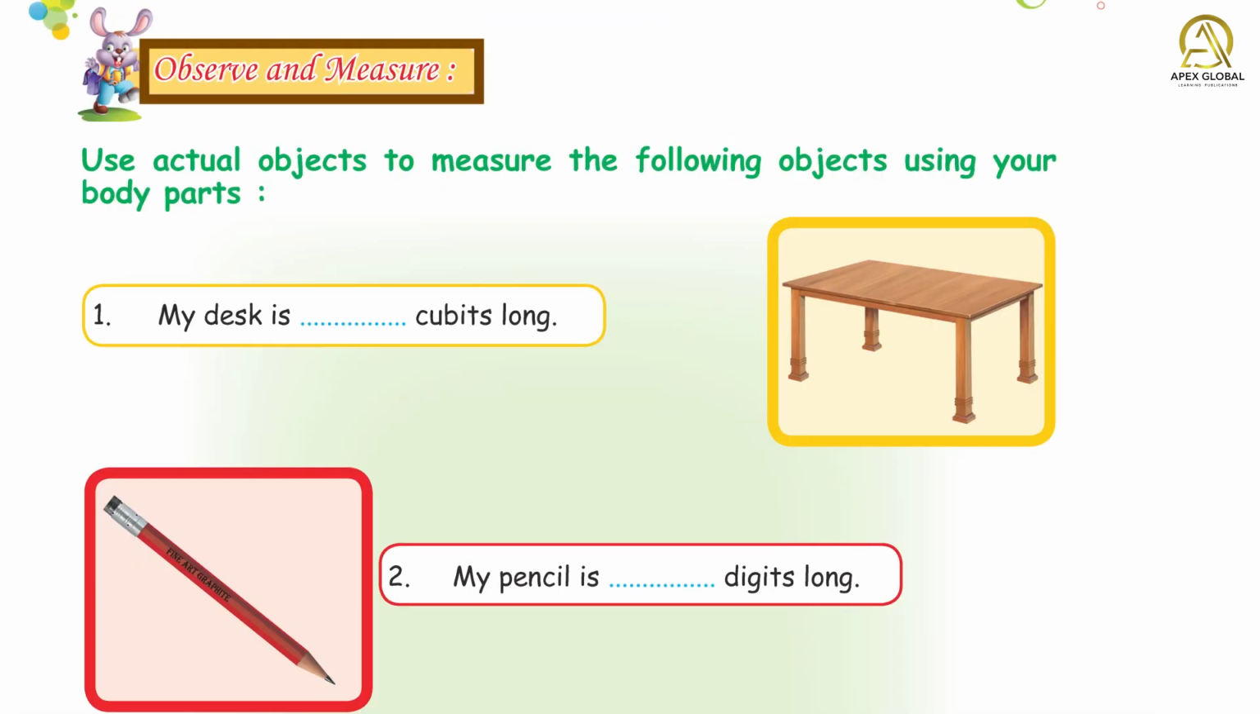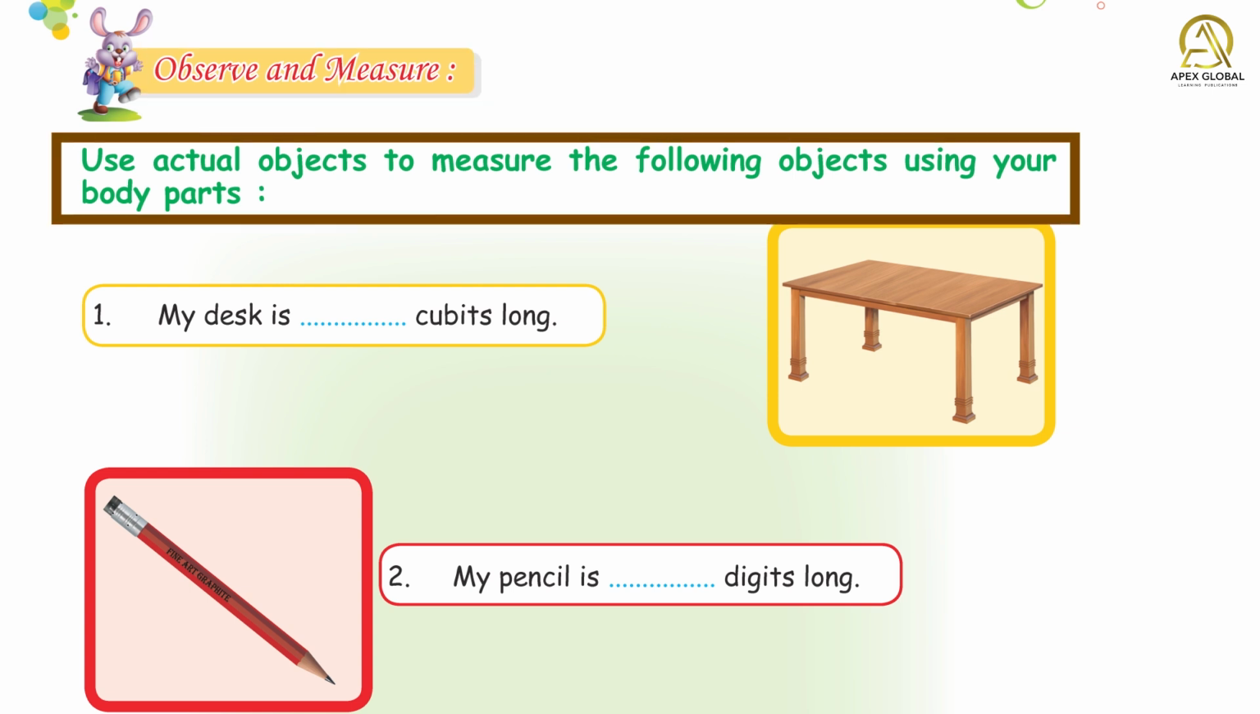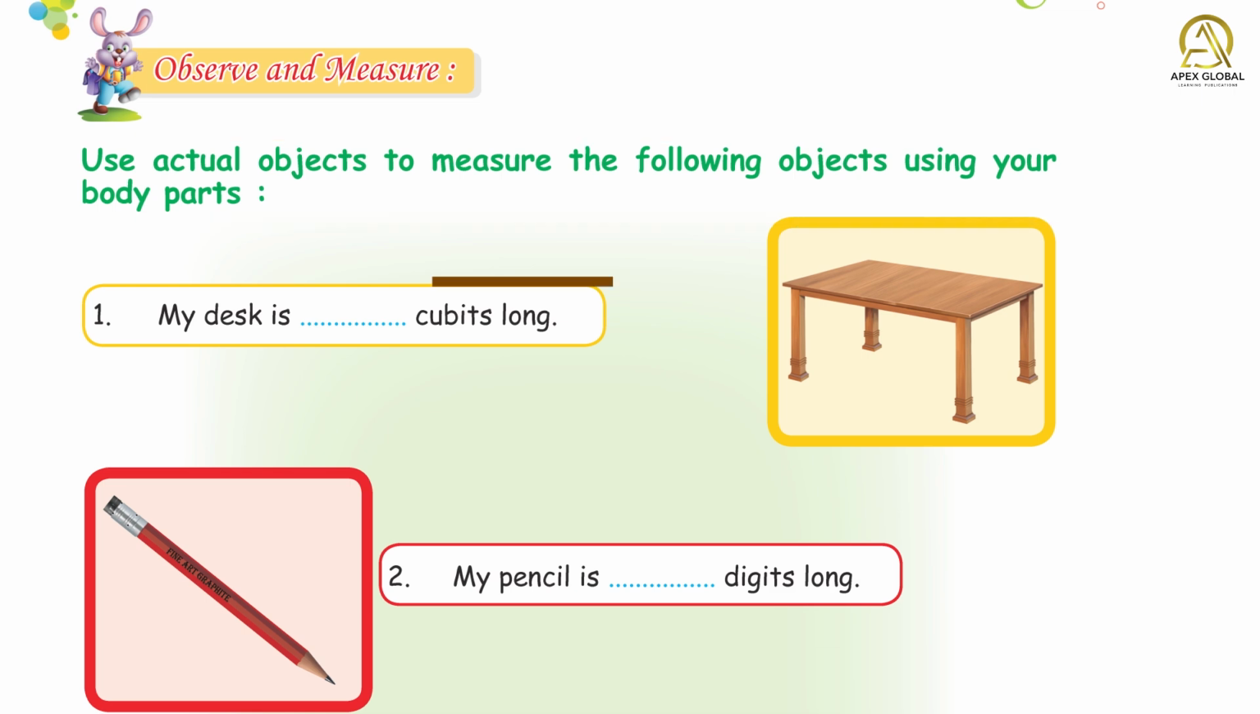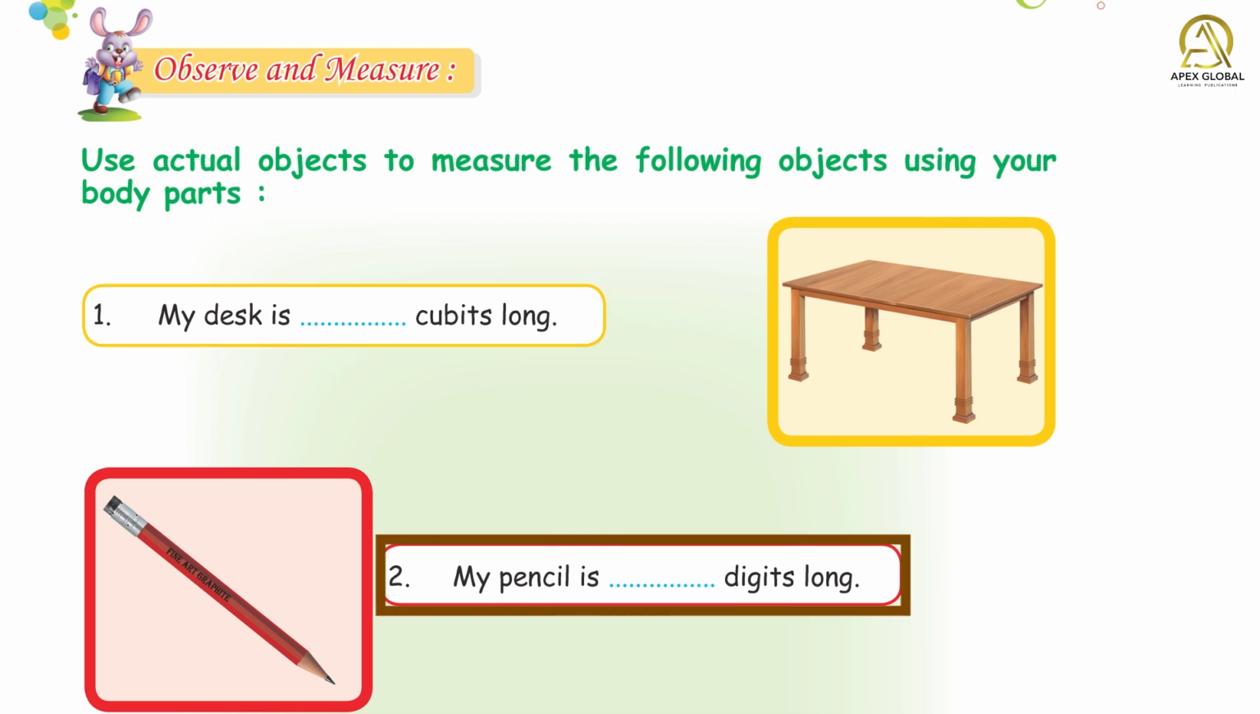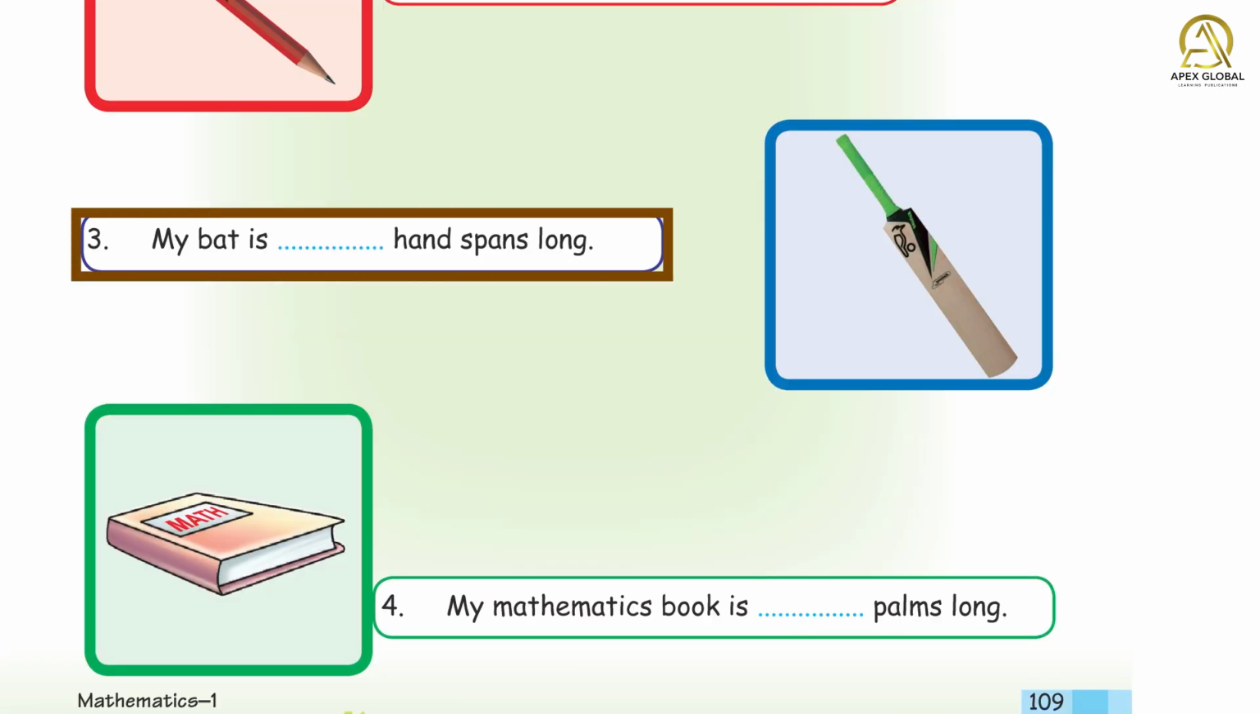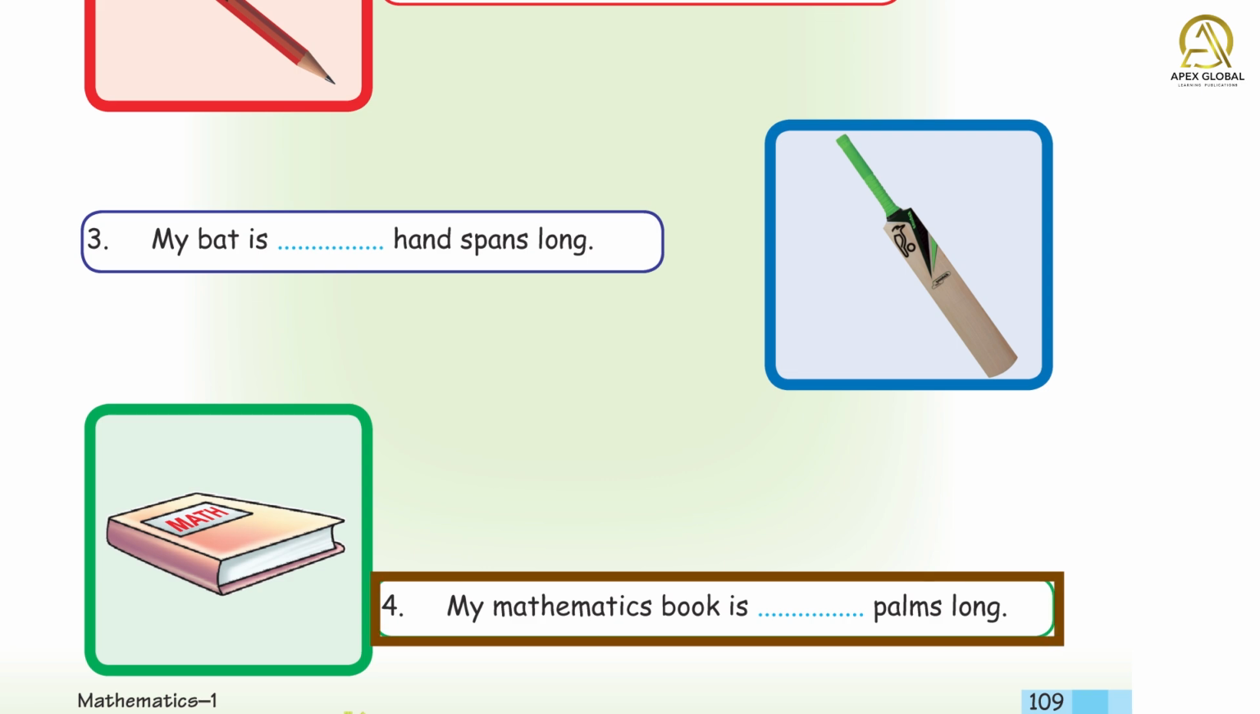Observe and measure. Use actual objects to measure the following objects using your body parts. 1. My desk is dash cubits long. 2. My pencil is dash digits long. 3. My bat is dash hand spans long. 4. My mathematics book is dash palms long.